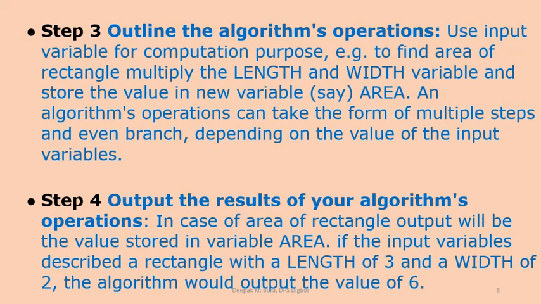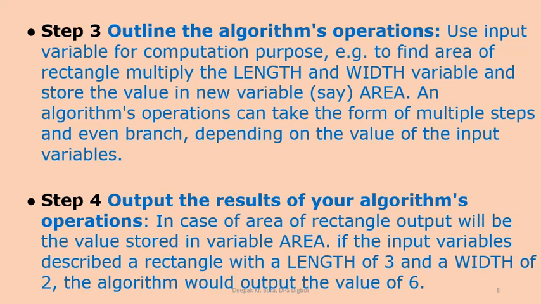Step 3. Outline the algorithm's operations. Use input variables for computation purposes. For example, to find the area of a rectangle, multiply the length and width variables and store the value in a new variable, say area. An algorithm's operation can take the form of multiple steps and even branch depending on the value of the input variables.